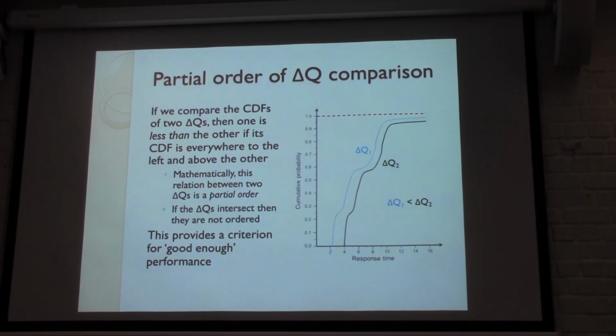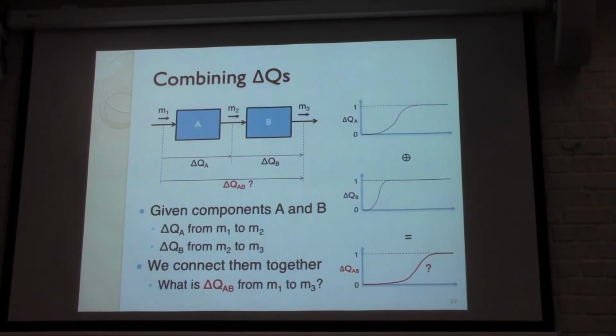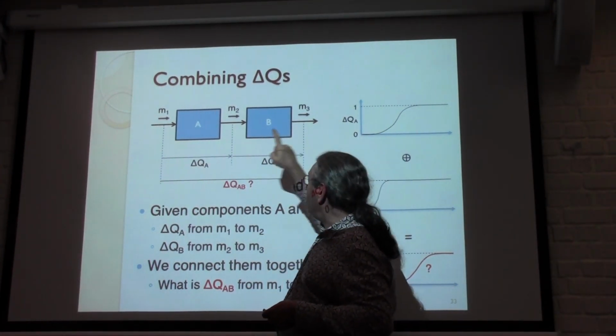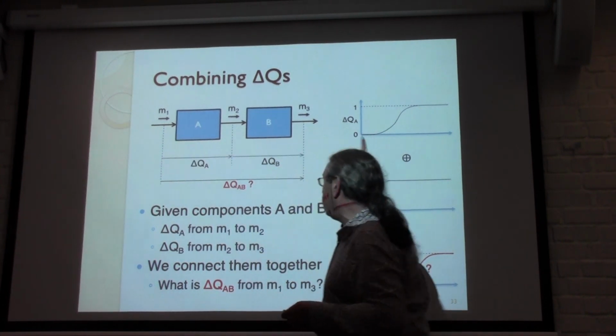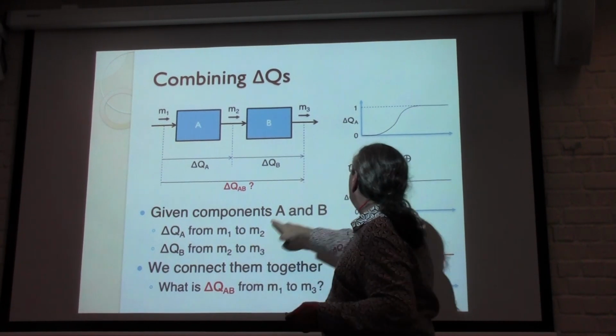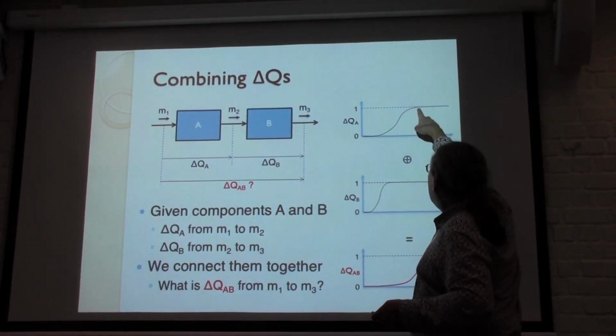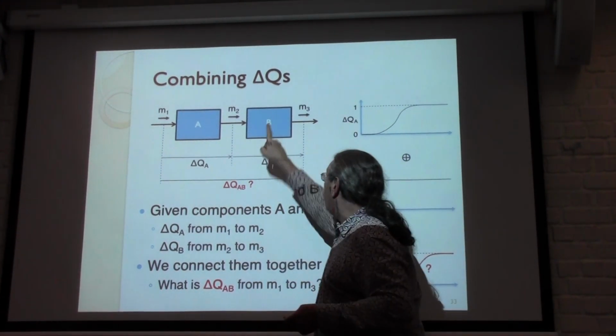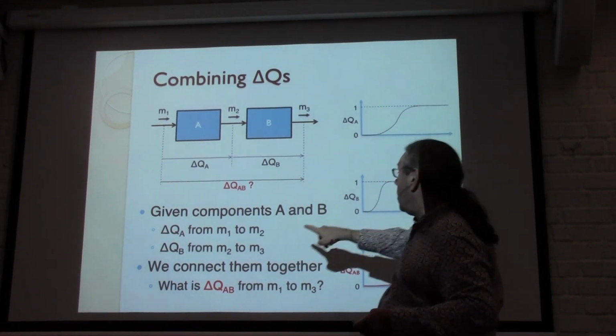Okay? And then another thing I want to explain is how do you combine them? How do you add them? Numbers are easy to add: 5 milliseconds and 6 gives you 11. But delta Qs are not so easy to add. Let's say I have two components, A and B, with message M1 to M2, and M2 to M3. So delta QA is going from M1 to M2. So it's this delay, so it's here. This is the cumulative distribution, so it goes to 100%. And delta QB, for B, is here, from M2 to M3.